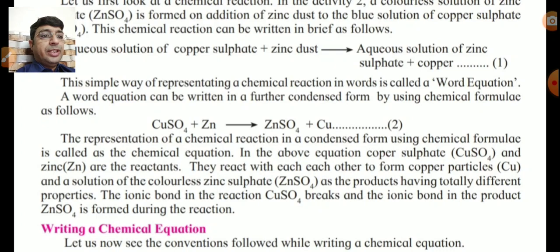In the above equation, copper sulfate and zinc are the reactants. They react with each other to form copper particles and a solution of colorless zinc sulfate ZnSO4 as the product, having totally different properties. The ionic bond in copper sulfate breaks in the reaction and the ionic bond in the product zinc sulfate is formed during the reaction.